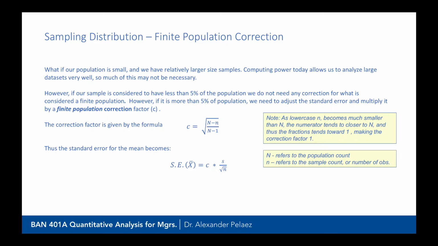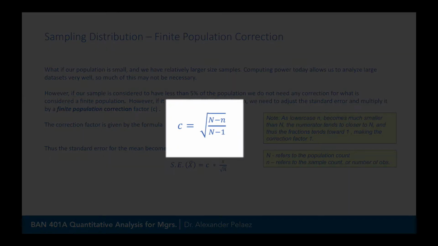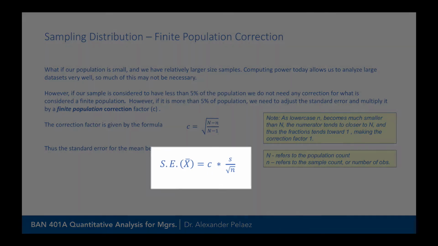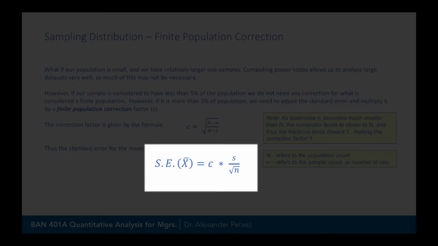However, if we have more than 5% of the population in our sample, then we'll need to adjust the standard error slightly. And we do this by multiplying it by what's called a finite population correction factor, which we'll label as C. The correction factor is equal to the square root of the entire population, which is capital N, minus lowercase n, which is the number of observations in our sample, divided by capital N, again, the total number, minus 1. And that fraction we take the square root of.